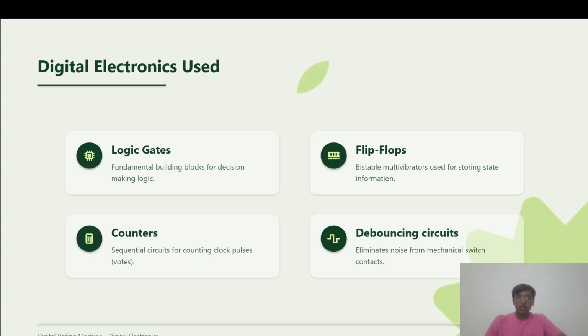Concepts used. This system is based on core digital electronics concepts. Logic gates, these are basic building blocks. They decide whether the input is valid or not. Flip-flops, these are memory elements that store data temporarily. They help in maintaining system stability. Counters, these are sequential circuits that count the number of votes. Each valid input increases the count by one. Debouncing circuits, these remove unwanted noise from switches and ensure only one signal is counted per press. These together work to make the system efficient.